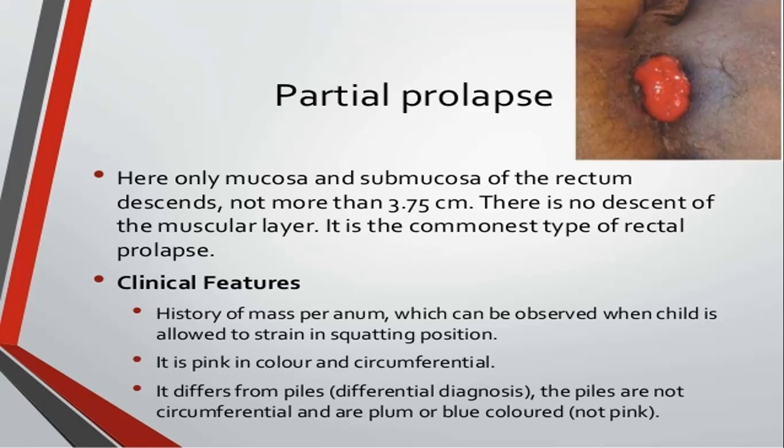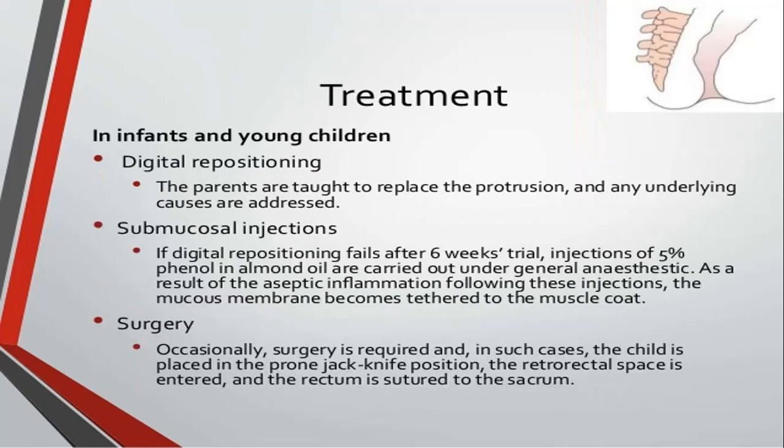You can ask in history and get it. On clinical examination, you can see a pinkish area. A partial prolapse should be less than 3.7 centimeters, less than 4 centimeters, less than two finger breadths, and pinkish in color. You can differentiate this from hemorrhoid, because hemorrhoid is about the same size, but hemorrhoids are not circumferential, while the partial prolapse is circumferential. Hemorrhoids come radially, and they are basically a pulp, blue in color, while the prolapse is pinkish.